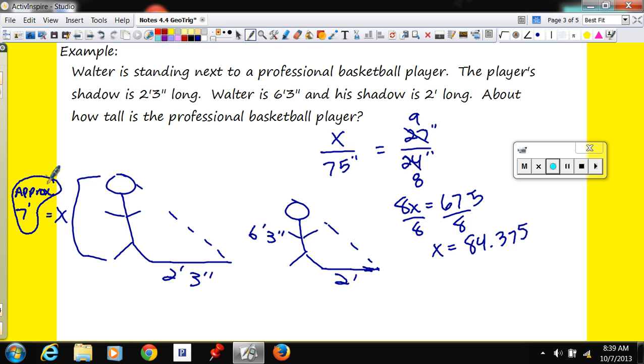It's 7 feet and half an inch, something like that. That's pretty close to what he would be. So he's taller than Walter. Walter's only 6'3". Basketball player is 7 feet. We knew he was taller because he had a longer shadow. Walter's shadow was shorter, so he had to be shorter.